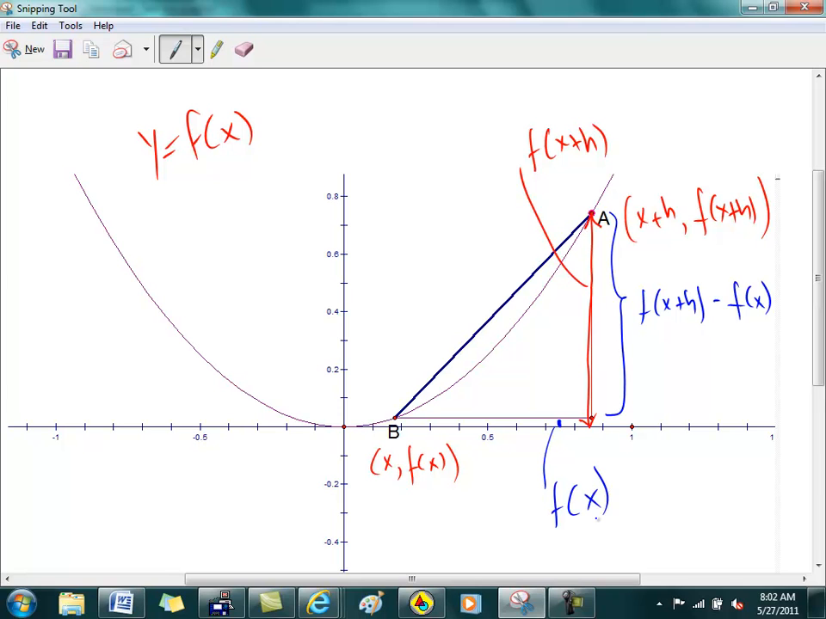So then, what is this distance here from there to there? It's the difference: f(x plus h) minus f(x). Remember, f(x plus h) is some number, the value of a function, minus f(x). Does everybody see that? Is everybody with me on this now? Because it's a triangle. Not yet?